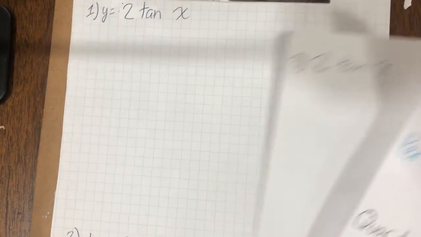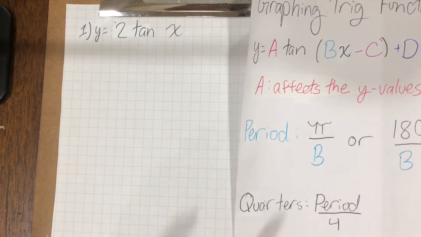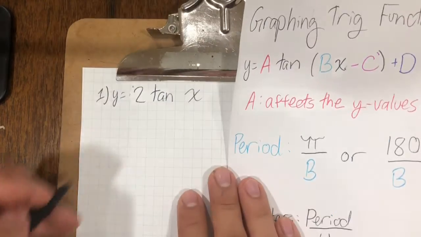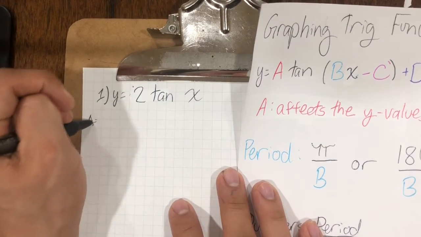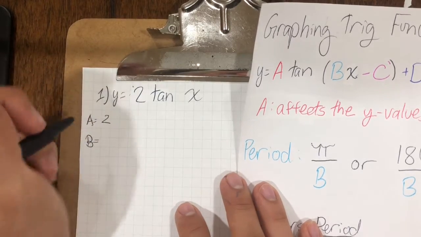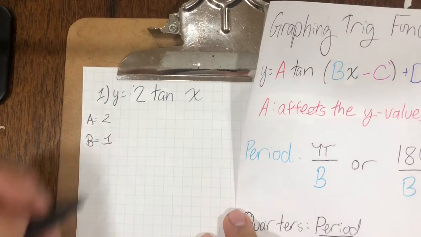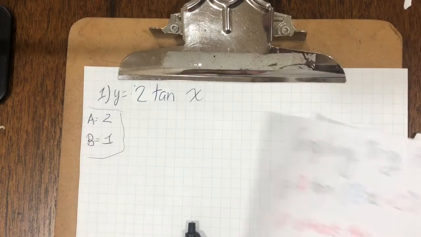Let's continue to graph the tangent. I'm going to figure out the period and the quarters, even though they're the same as the originals. But before that, let's label my numbers for A and for B. A, we said, was 2, and B, there's a number in front of x, so that's going to be a 1. Now I'm going to calculate the period and the quarters.